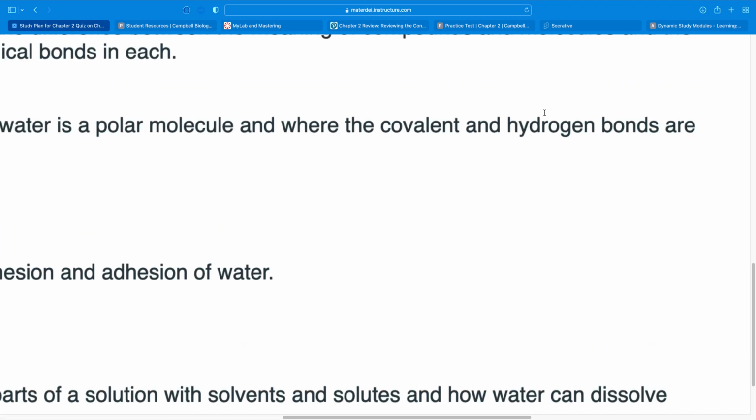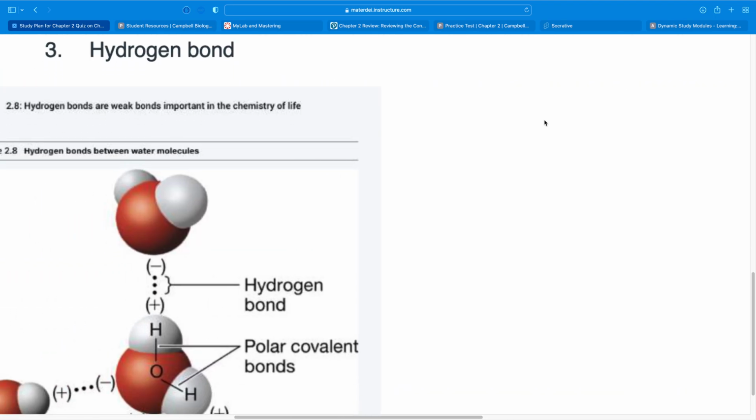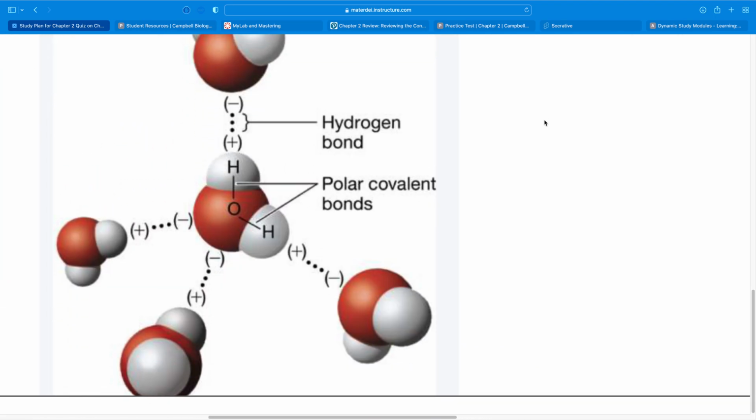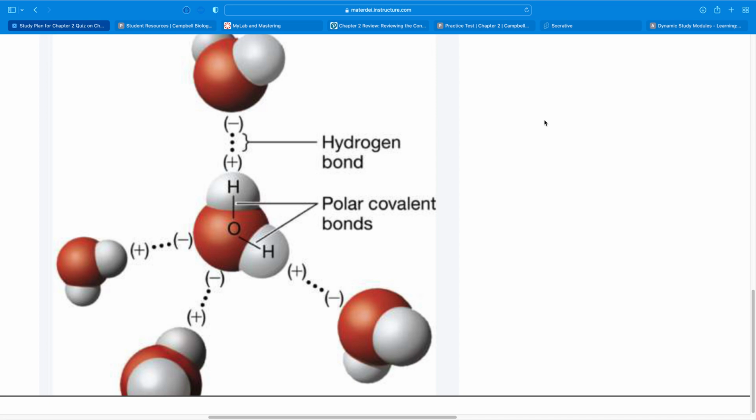Hydrogen bonds are only between neighboring water molecules. I can trip up half the class just about every time by saying, where's the covalent bond in water? It's between hydrogens and oxygens. But where's the hydrogen bond? It's between neighbors. It's between the hydrogen of one water molecule and the oxygen of another neighbor.